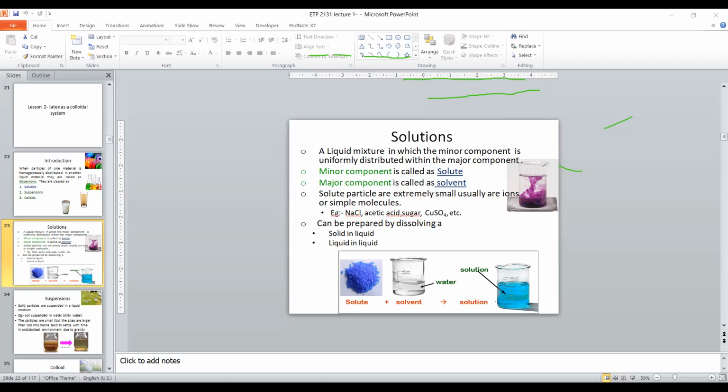Now, when you talk about liquids, there are two types of liquids. One is you can mix with the solvent. The other one is you cannot mix with the solvent. So for such types, you have a phase separated system. We will talk about these systems later today.